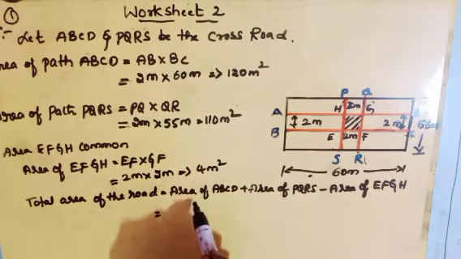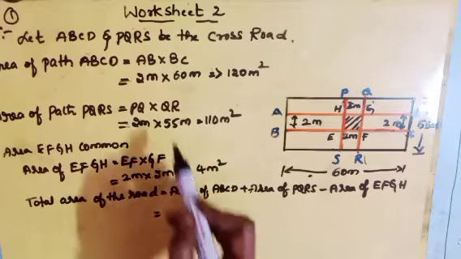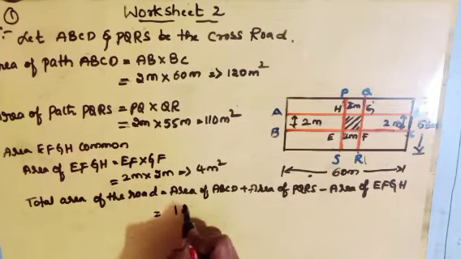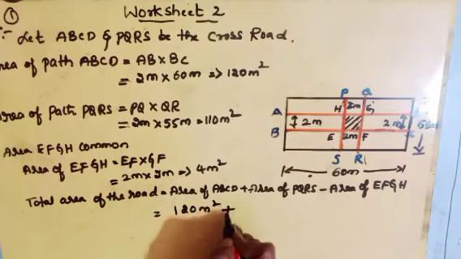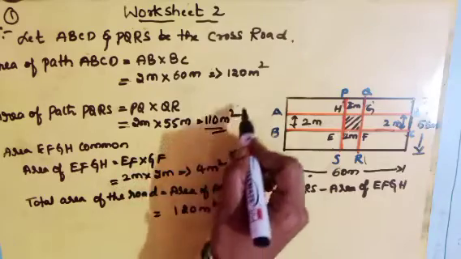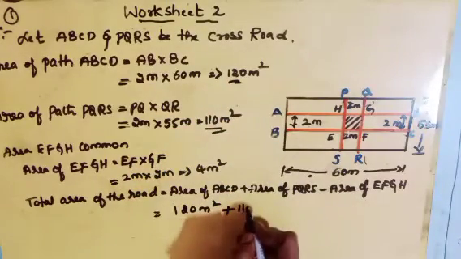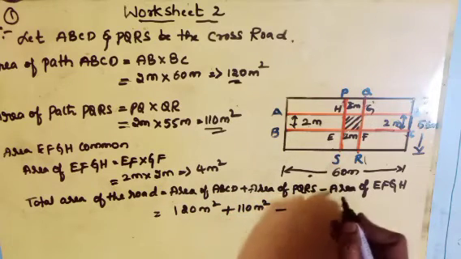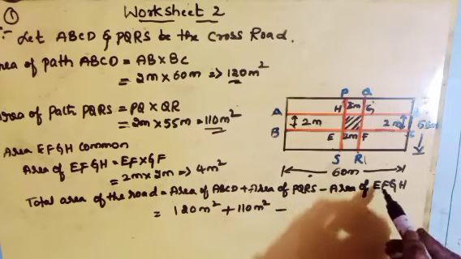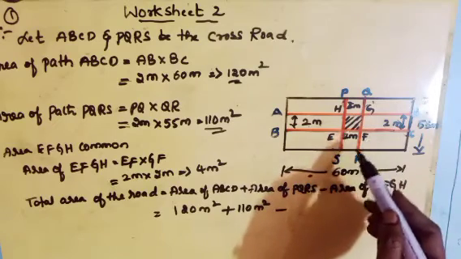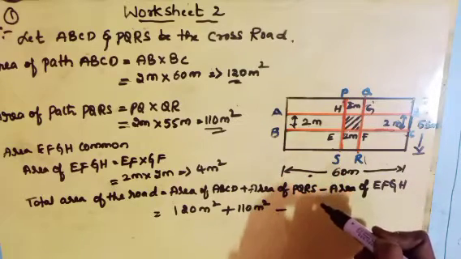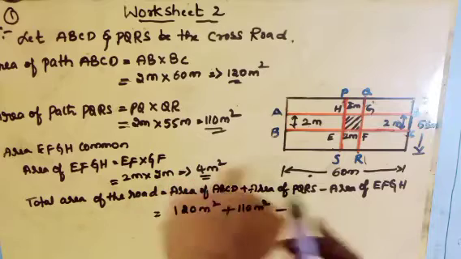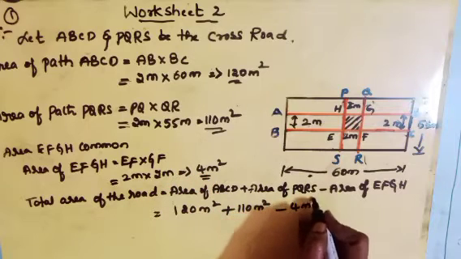Total area is equal to area of ABCD, which is 120 meter square, plus area of PQRS, which is how much here? 110 meter square. Next, minus area of EFGH, since it is common to both, no? So we wrote here minus. So how much did we get here? 4 meter square. So write here 4 meter square.